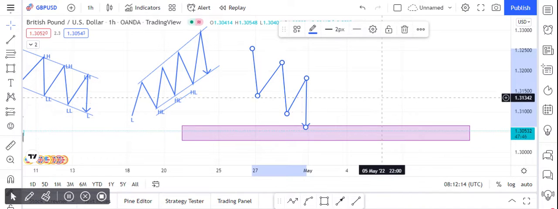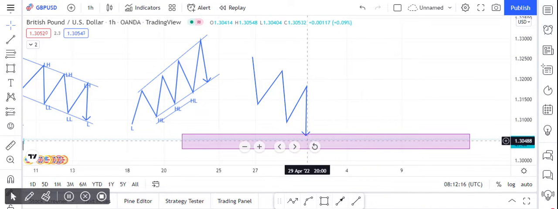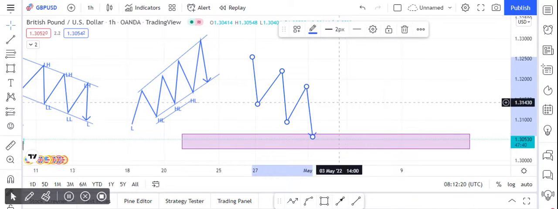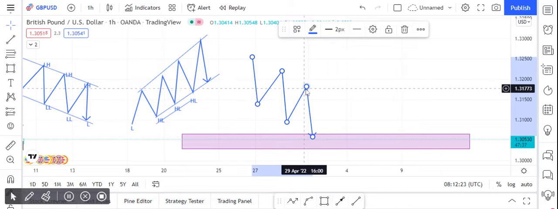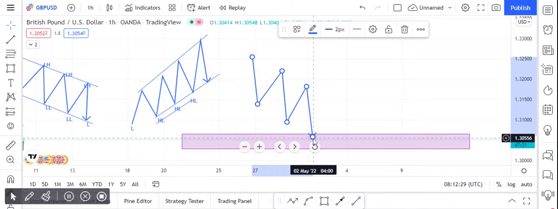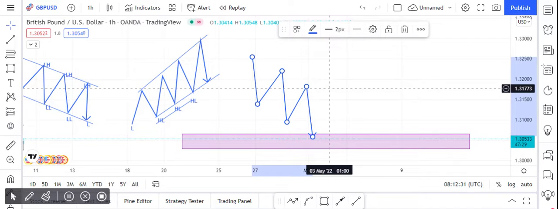So how do I know that the market has changed direction? Because once the market has reached a demand zone, it will be unwise for you to be selling here, because this now becomes a strong low. This becomes a weak high.